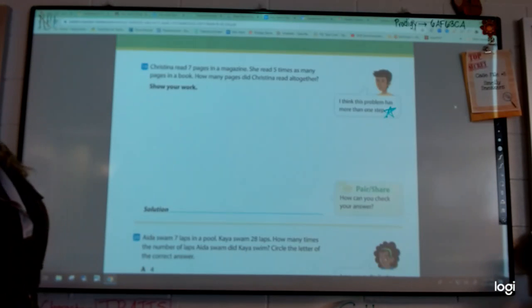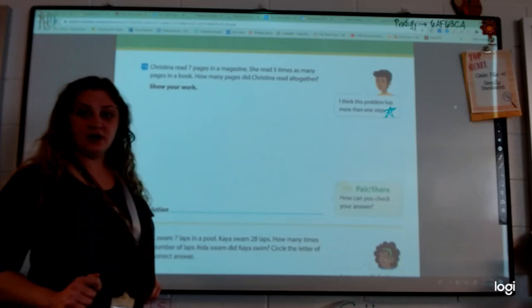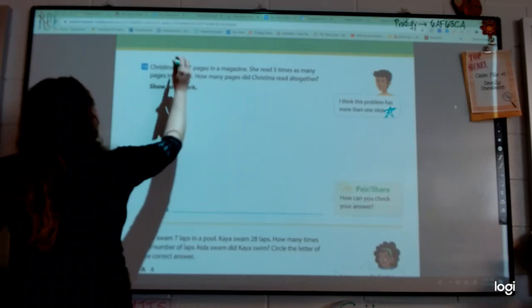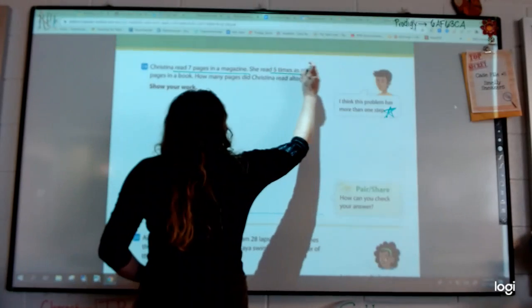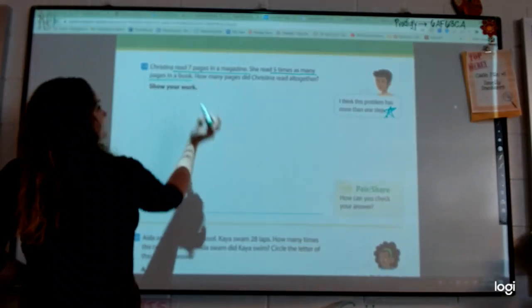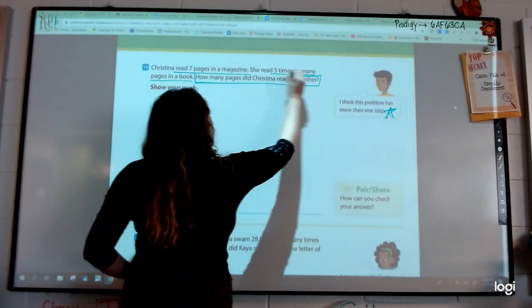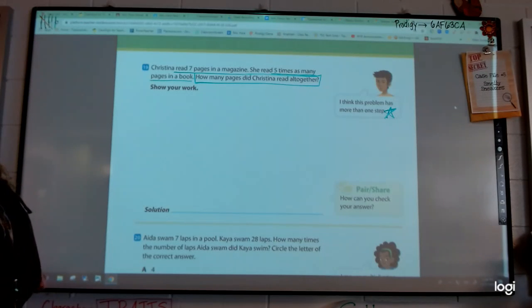Christina read 7 pages in a magazine. She read 5 times as many pages in a book. How many pages did Christina read altogether? All right, well, the important stuff first. She read 7 pages in a magazine, and then 5 times as many pages in a book. And my question wants to know how many pages she read altogether. So this is 2 steps.